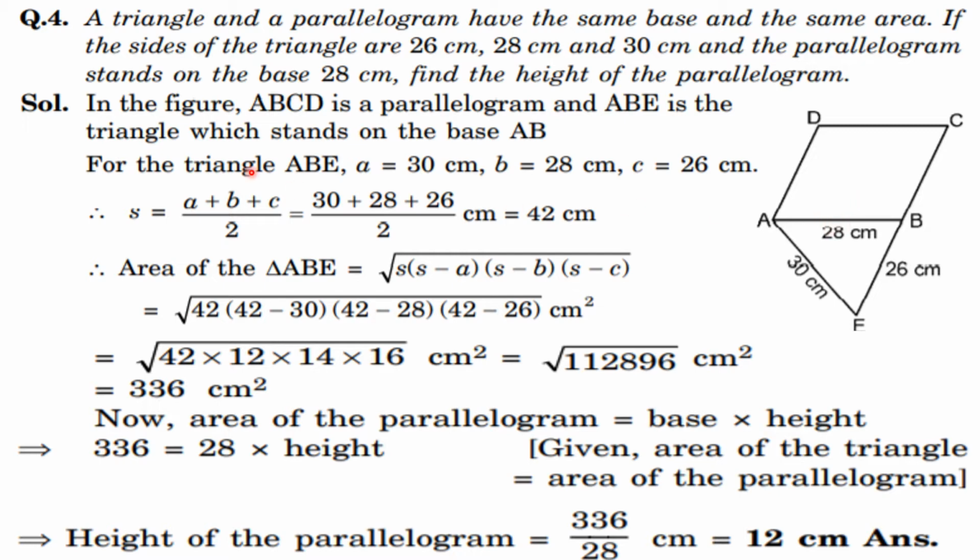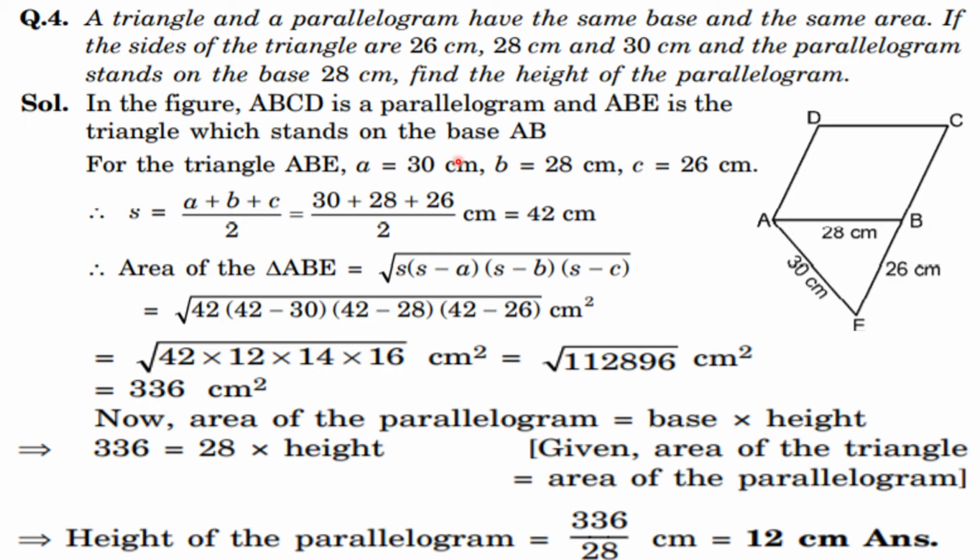Okay, my children. Now for this triangle ABE, can we find the area of this triangle ABE, my dear children? Because all the three side measurements were given. We know the measurements of the three sides clearly. So we can find the area of the triangle with the help of Heron's formula. Isn't it, my dear children?